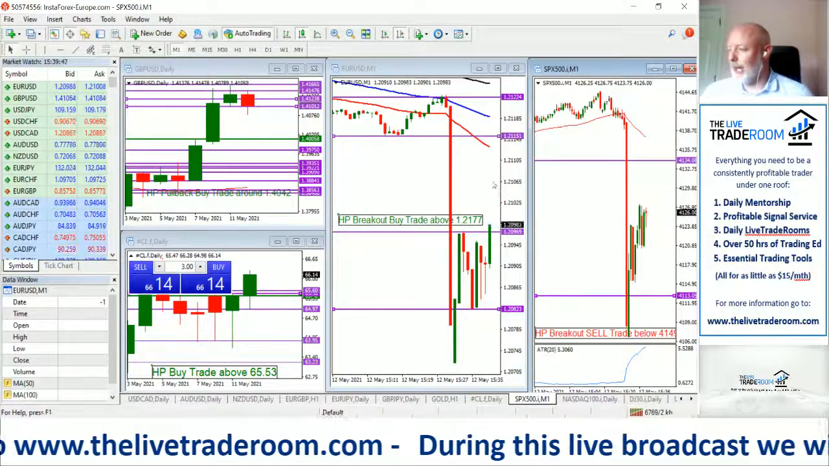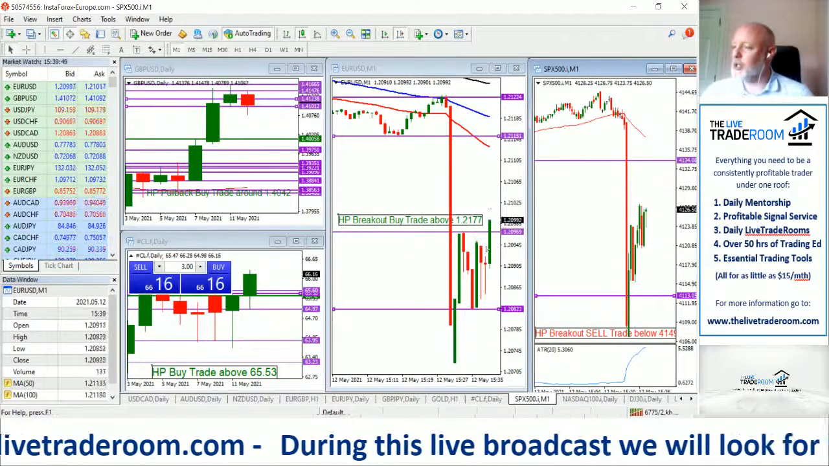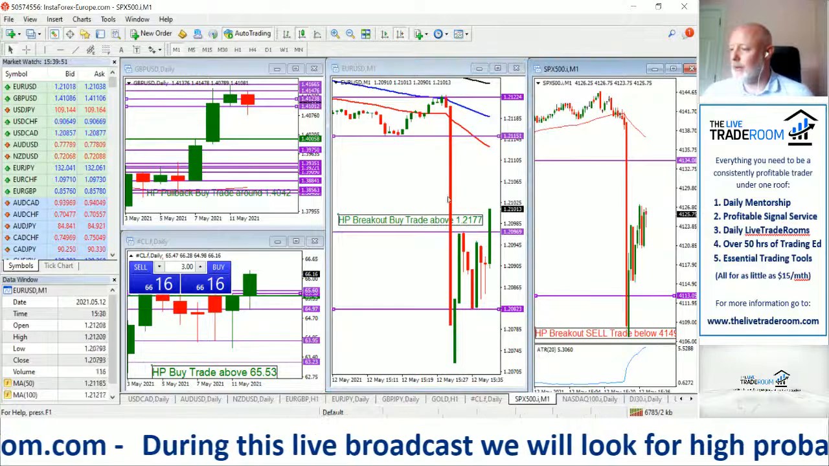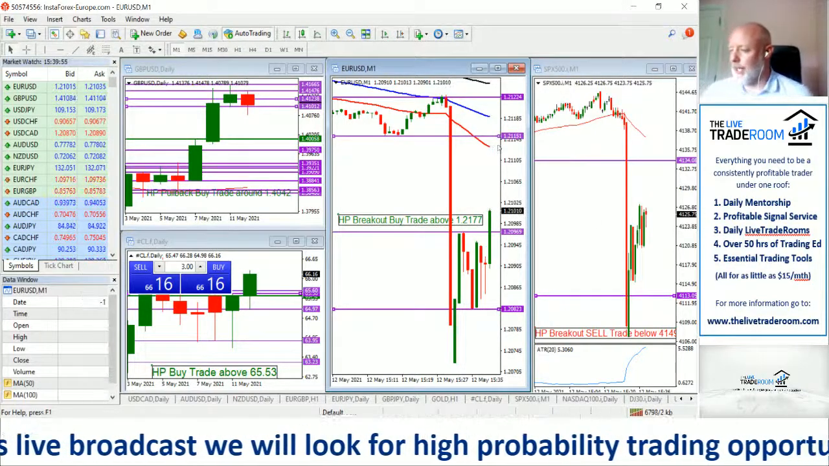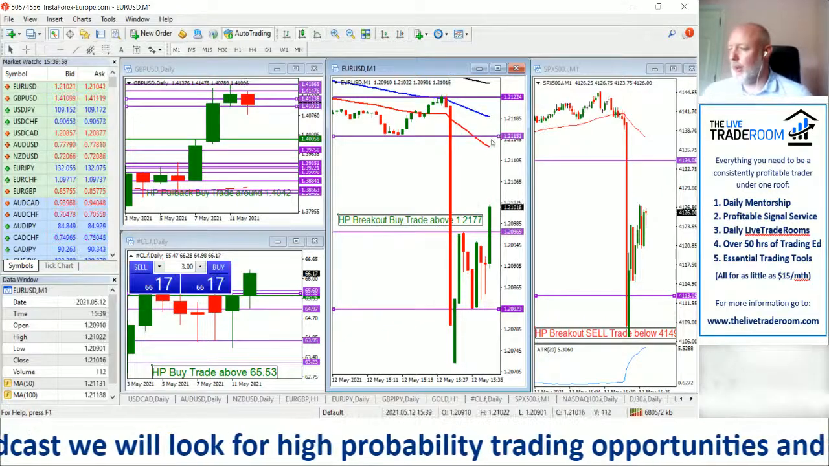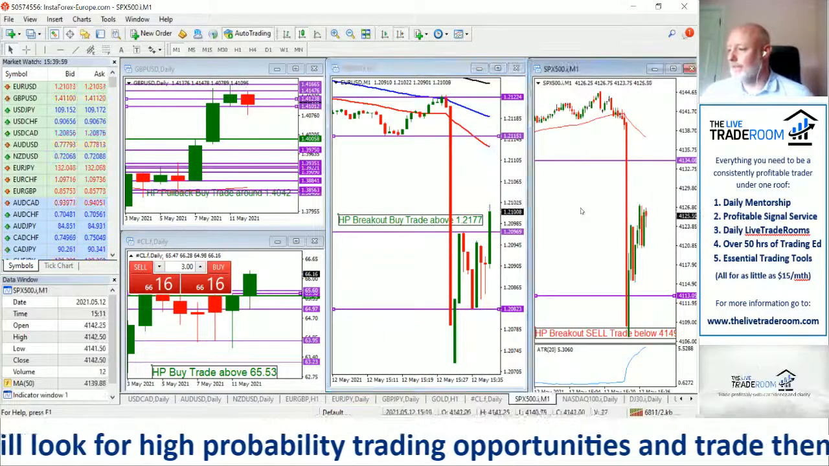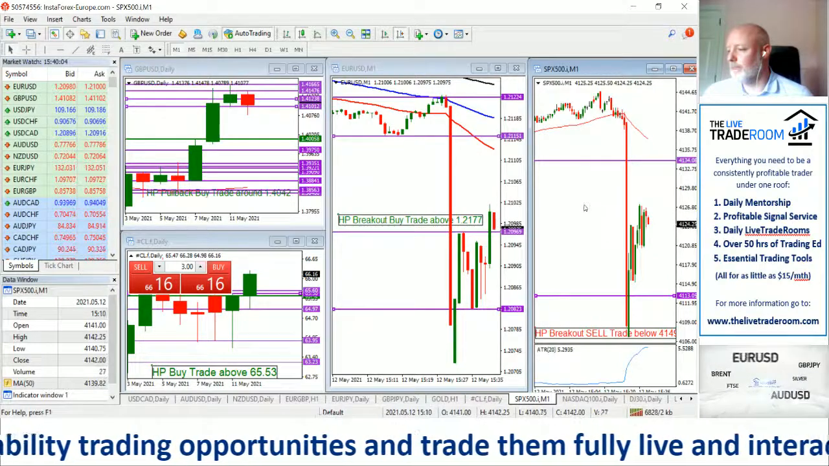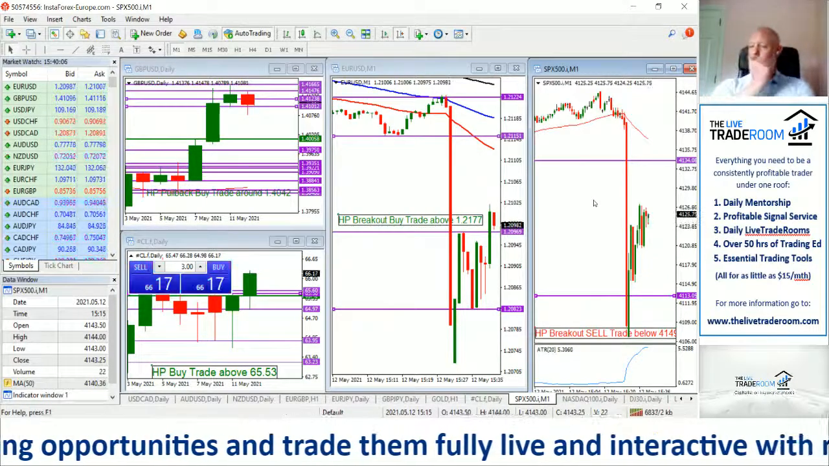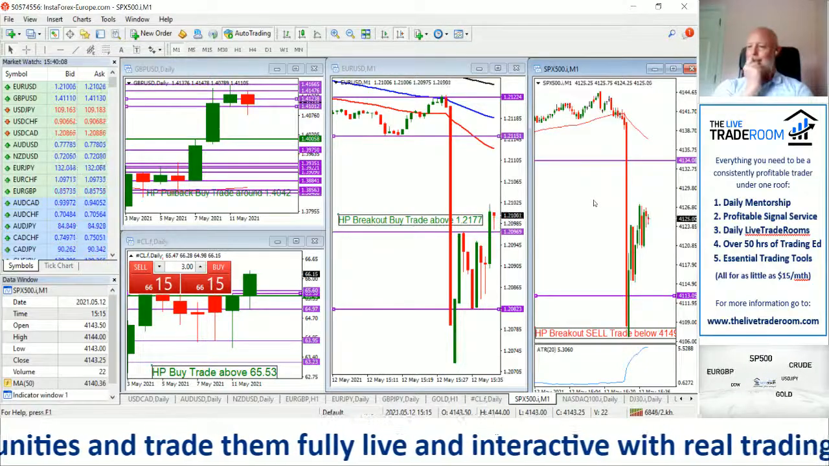Okay, so we are getting a constructive pullback. We'll stick with this for now, because we'd like these markets to pull back even more. Will it give us an opportunity to get in? That is the question.